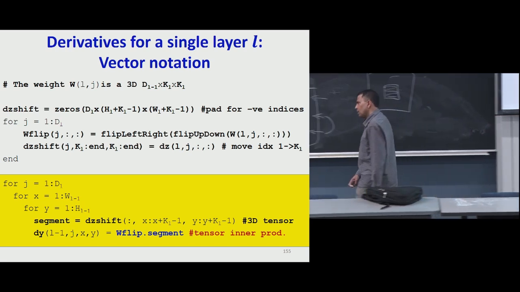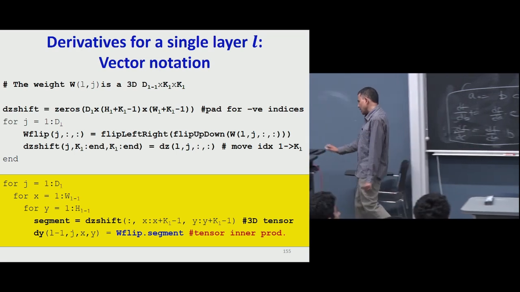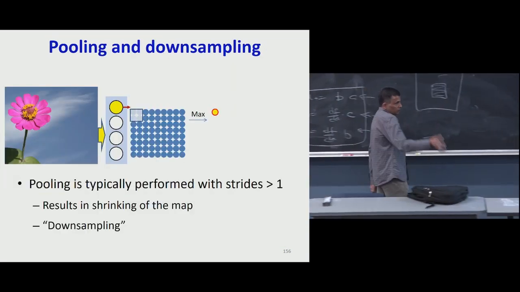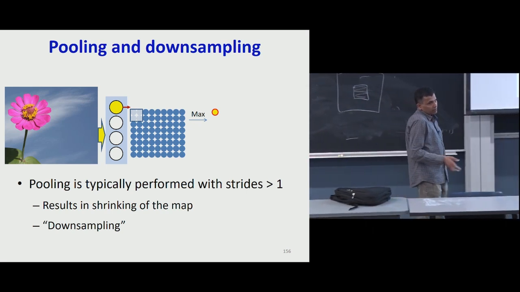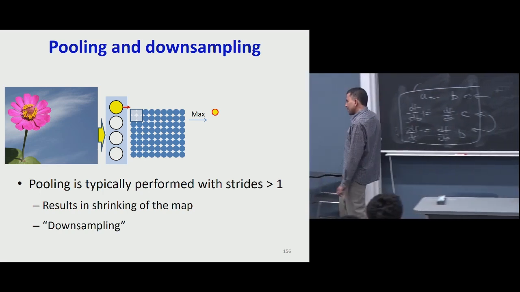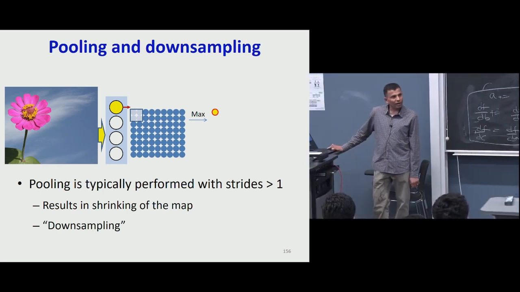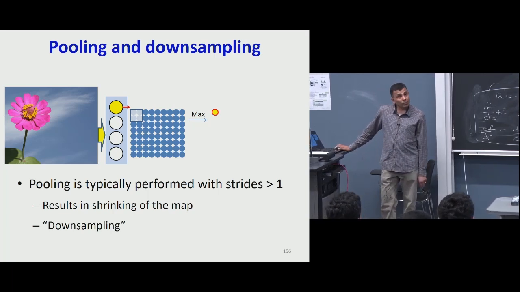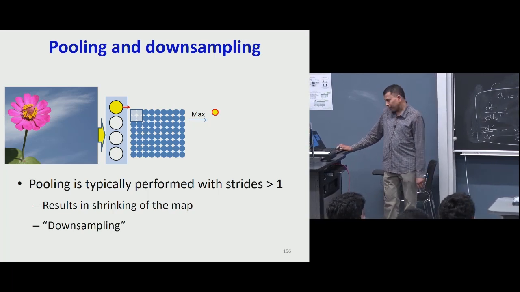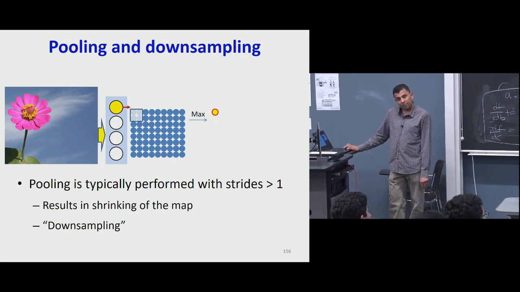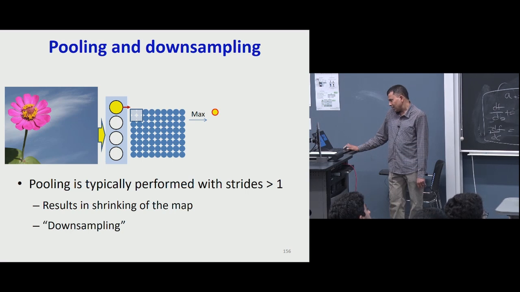Yeah? So now we've gone through the mechanics of computing the derivative with respect to y and computing the derivative with respect to w. And it's very straightforward. Now, as it happens, this is actually also part of your homework, so it was good to know. Now, there's another operation that happens, pooling and downsampling. Pooling is typically performed with strides greater than 1, which results in shrinking of the map, which is why we call it downsampling. What do?